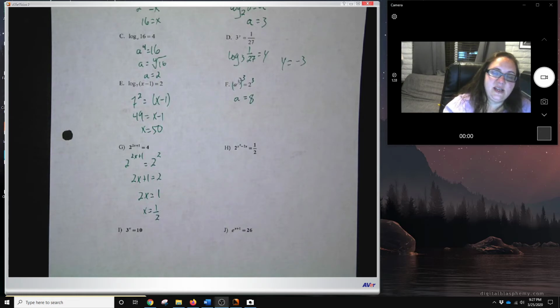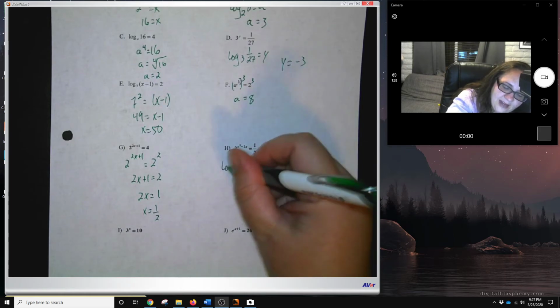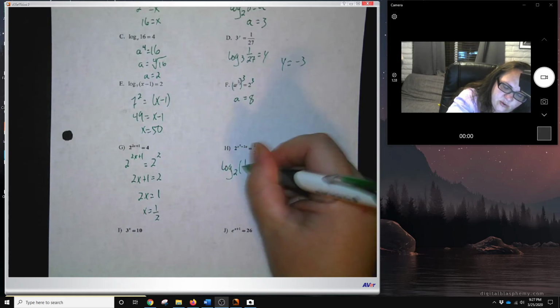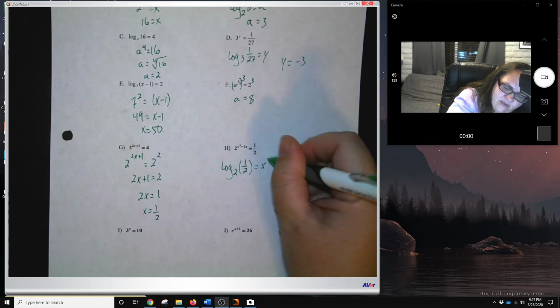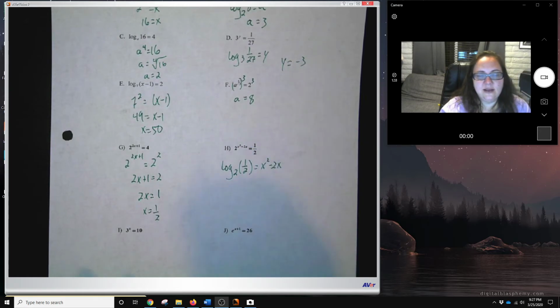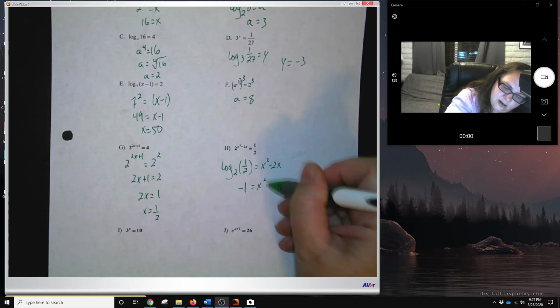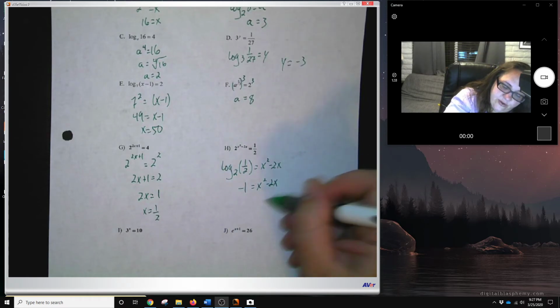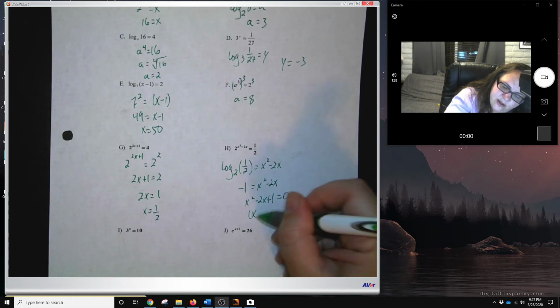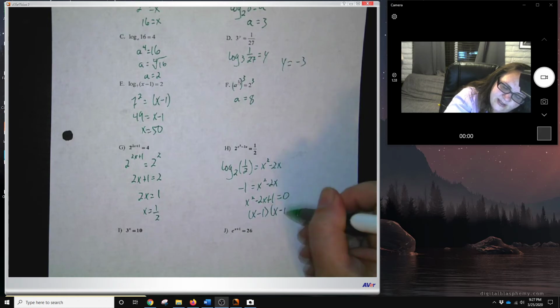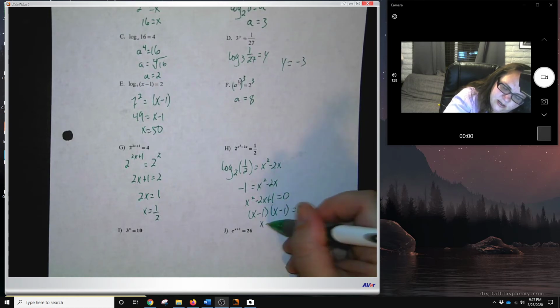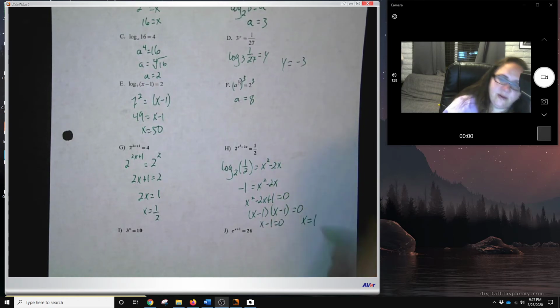And now let's just say that you didn't recognize that you could convert on letter H. Then we could have gone back to log base 2 of 1/2 equals x squared minus 2x. If you put this in the calculator, you should get -1. So then x squared minus 2x plus 1 equals 0. That's going to be x minus 1, x minus 1. So x equals 1.